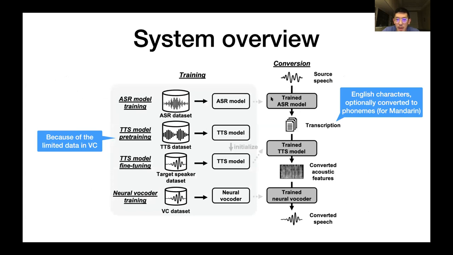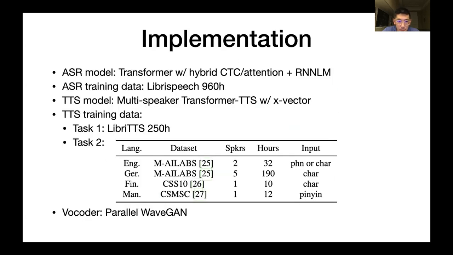So this is a system overview. First, we used an ASR model to recognize the source speech into transcription. Then we send it into the TTS model to get the acoustic features, and finally use a neural vocoder to generate the speech waveform. There are two things worth noticing. Number one is that because the VC dataset is very limited, we used a pre-training and fine-tuning technique. Number two, the output of the ASR model are English characters, and we optionally convert them into phonemes. For example, we did it for Mandarin TTS.